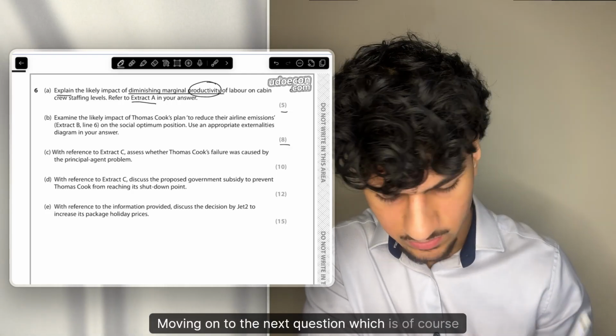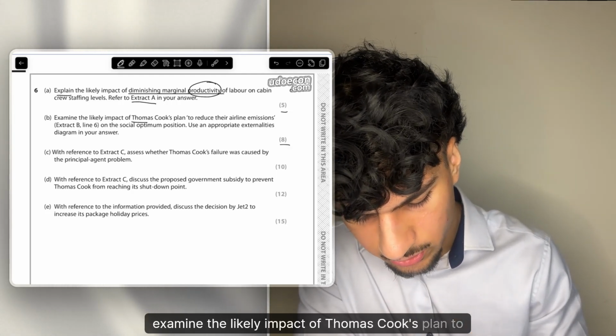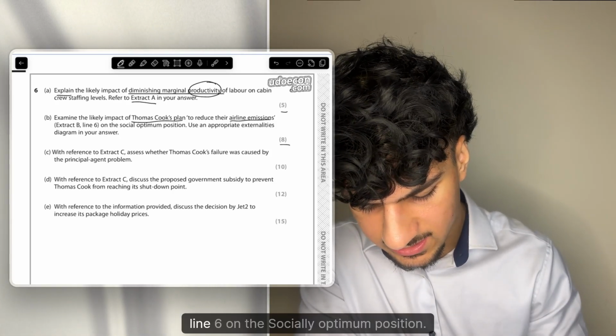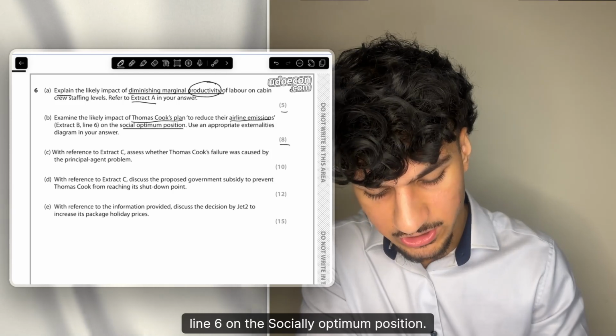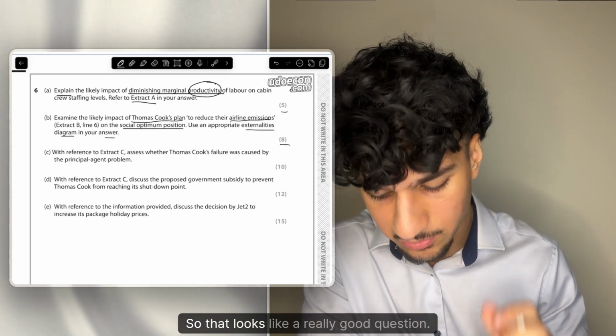Moving on to the next question, which is of course the 8-mark question. Examine the likely impact of Thomas Cook's plan to reduce the airline emissions. Extract B, line 6, on the socially optimum position. Use an appropriate externalities diagram in your answer. So that looks like a really good question.